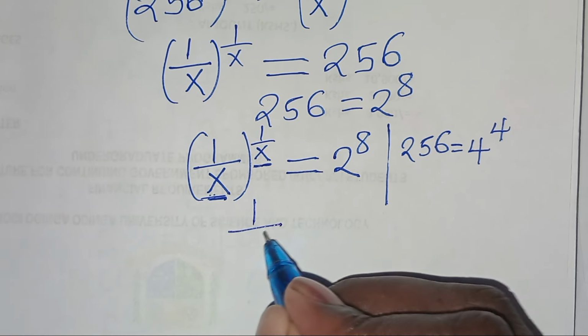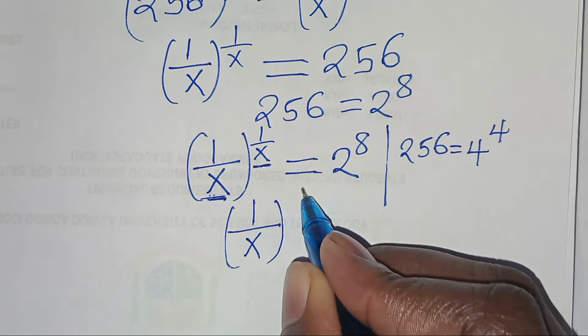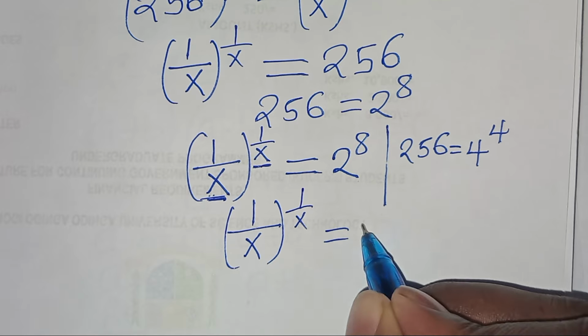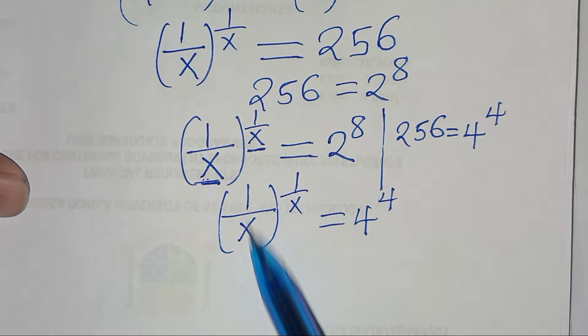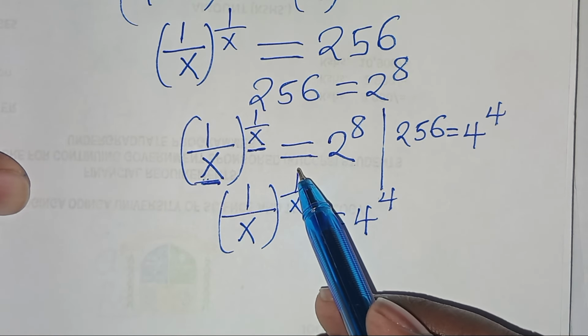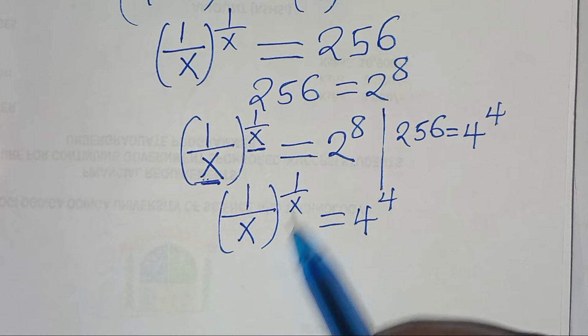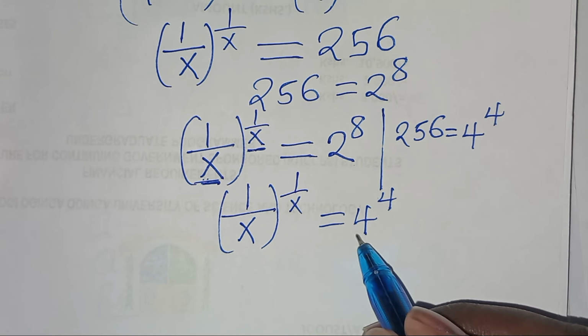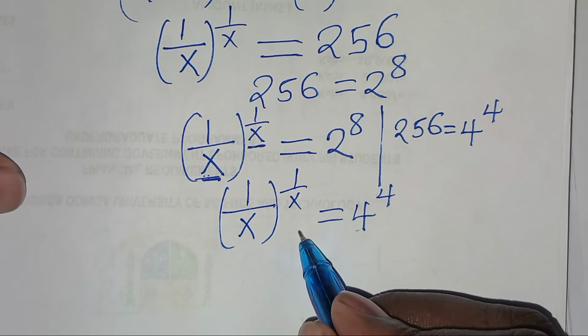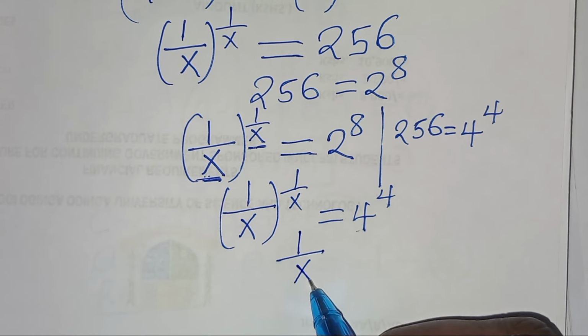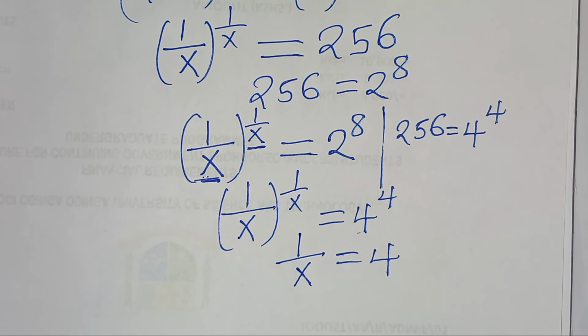So we have to ensure also on the right hand side, the base is equal to the exponent. So we have 1 over x raised to the power of 1 over x is equal to 4 raised to the power of 4. So if you compare here, 1 over x and the power here, 1 over x is the same. On the right hand side, 4 is the same as the power here. So this implies that 1 over x is equal to 4.